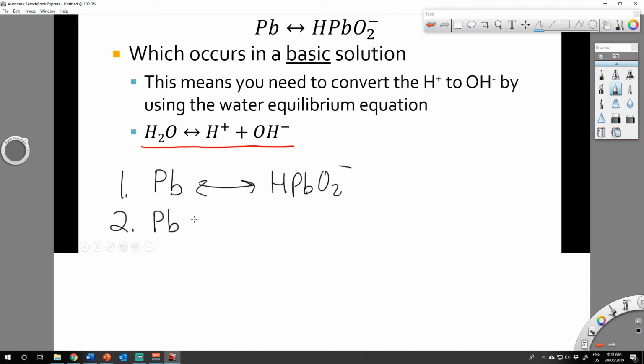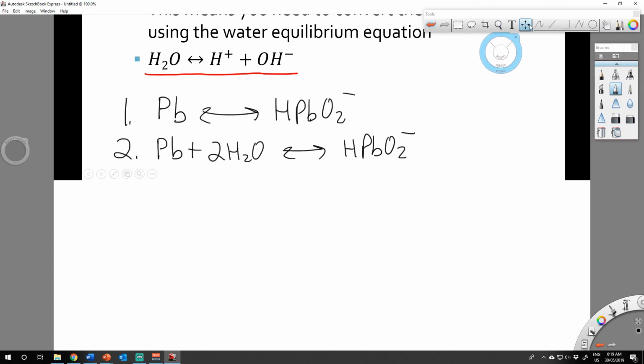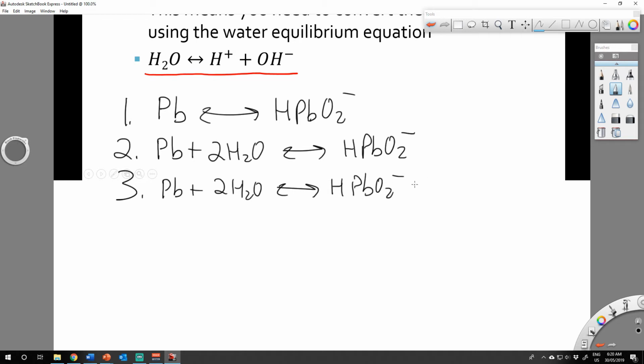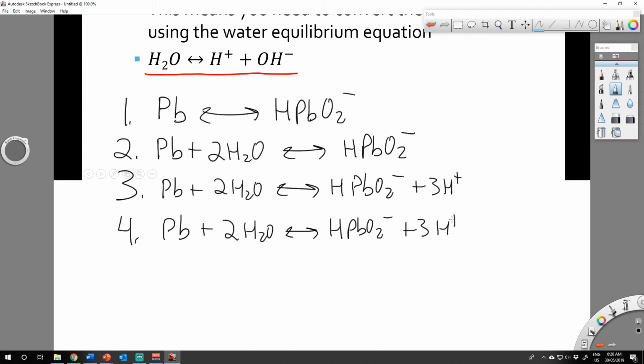So we have to add water to the reactant side. We need 2 oxygens. All right, step 3, balance hydrogens. So we need to add, I think, 3 hydrogens to this side. Pb going to HPbO2 minus plus 3H plus, and then finally we need to add electrons to balance the charge. I think I will need in total 2 electrons.